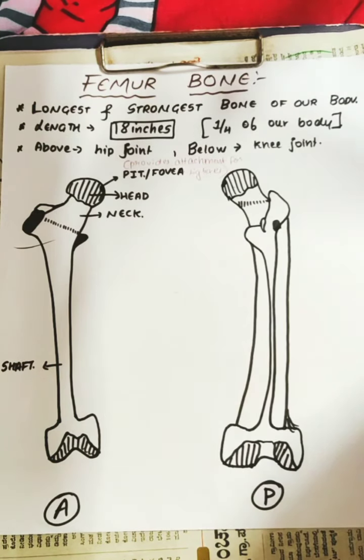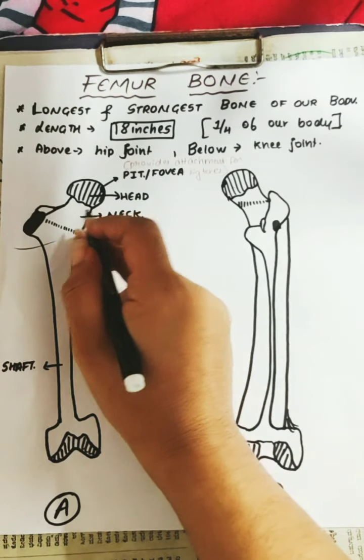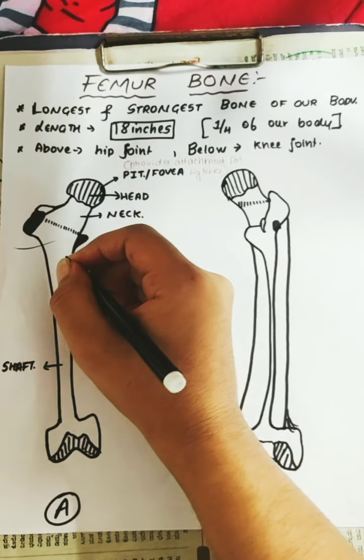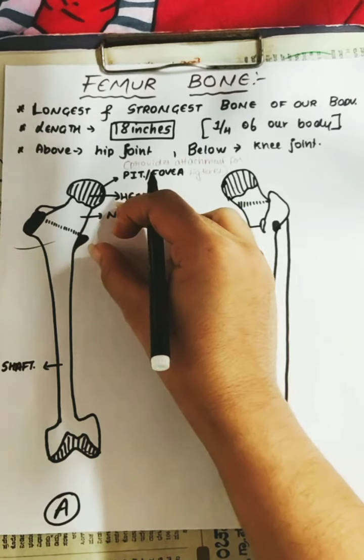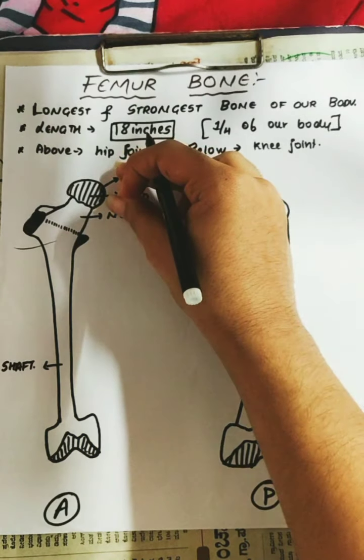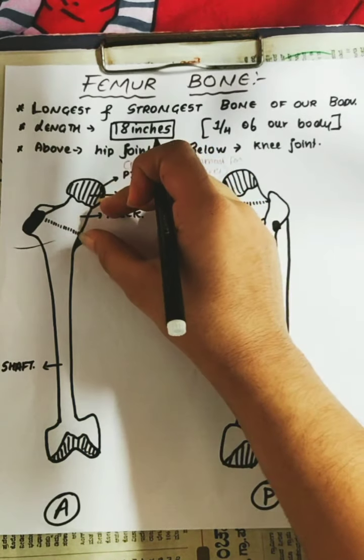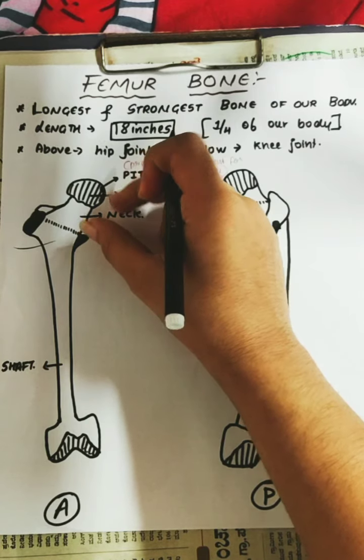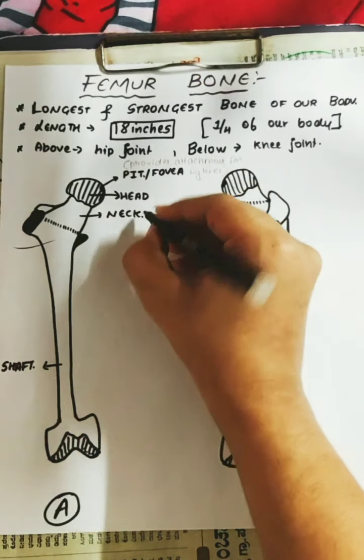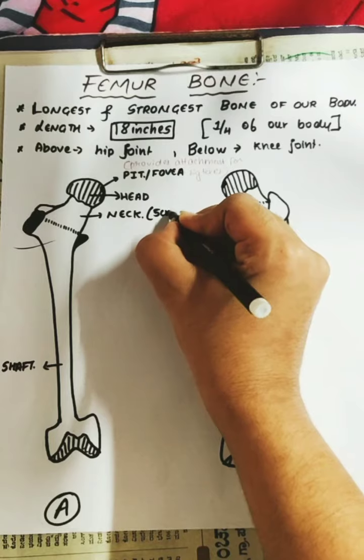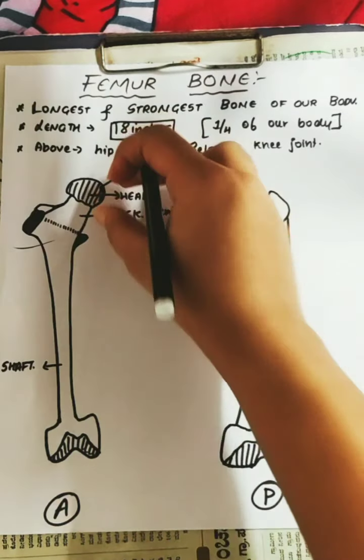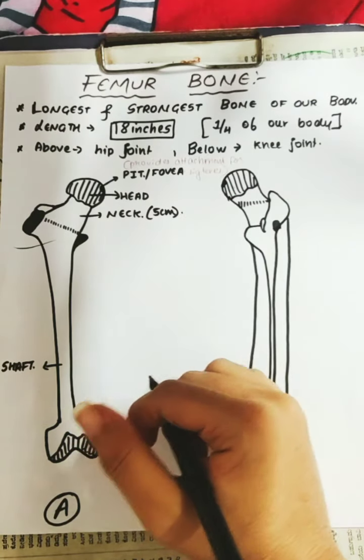Now we'll move on to the neck region. As you can see, the neck is around 5 centimeters long, which connects the head region to the shaft. We'll write the centimeters down.